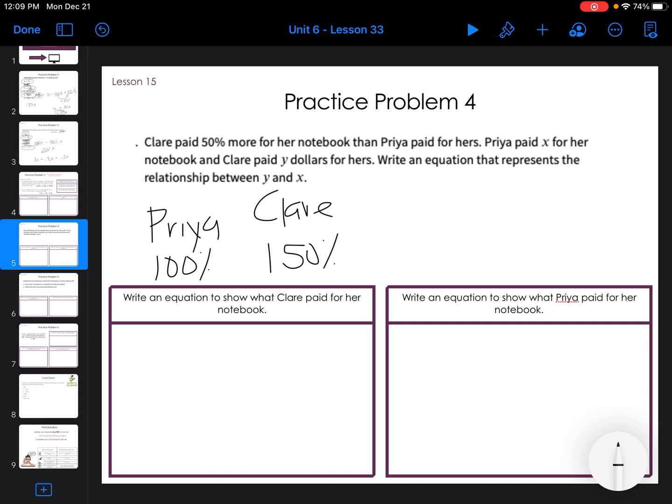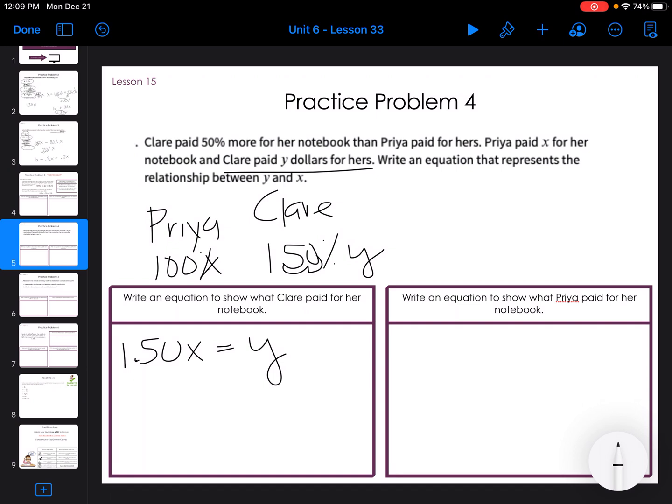Okay, so Claire is X, and okay, so 1.50, I move my decimal over 2 places. X is going to be equal to Y because Y is what Claire paid for it.